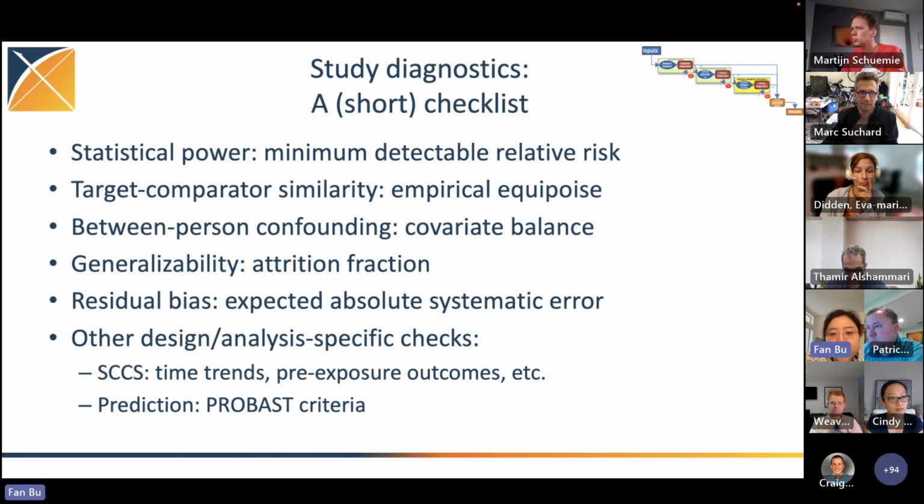So in the first part of today's tutorial, I will go through the concepts of certain important diagnostics criteria that we typically do, particularly for the causal inference part of our analyses. And then in the live demo, we'll go through how within the pipeline of strategies, we check the reliability for SCCS and also the predictive modeling part.